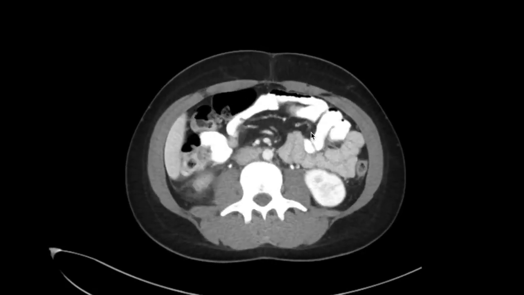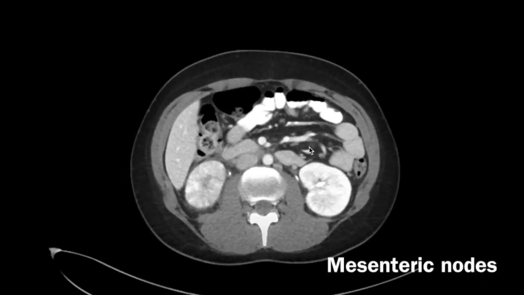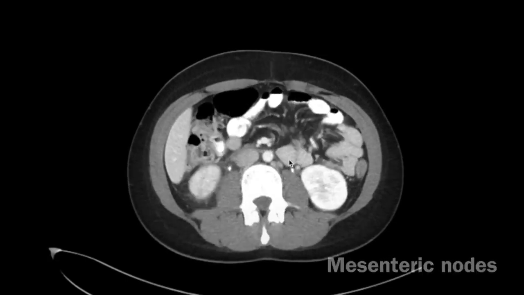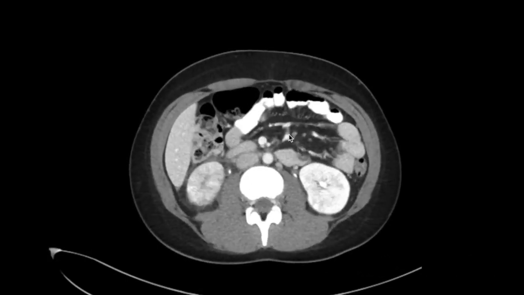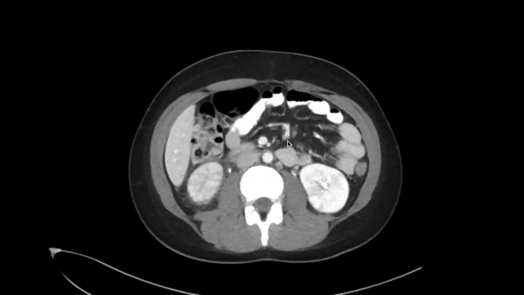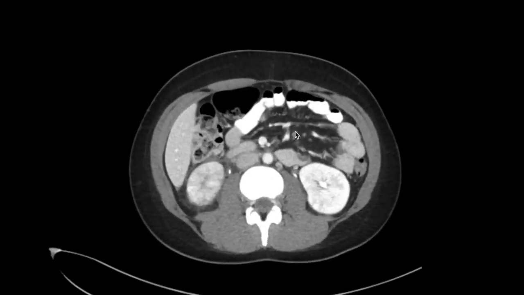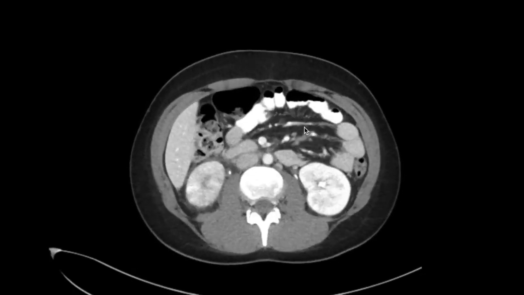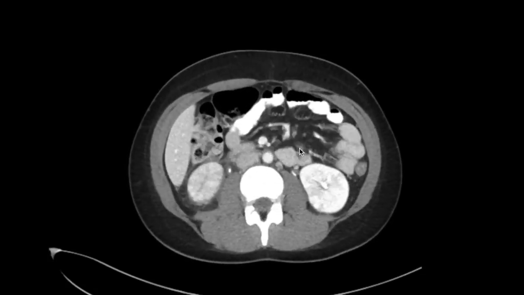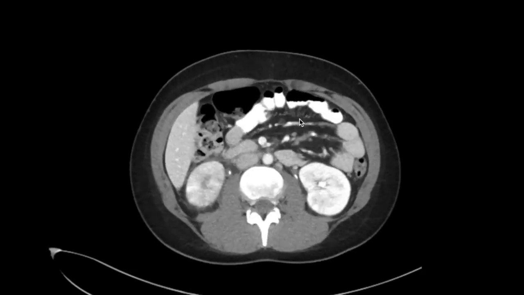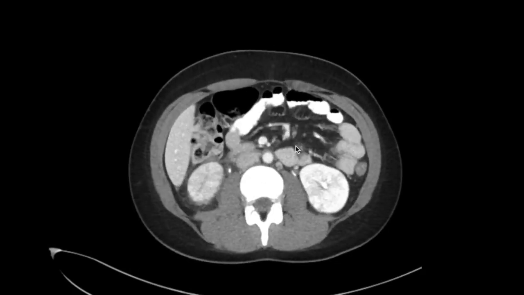Another nodal station is the mesenteric node, so you can see several normal mesenteric nodes here in the small bowel mesentery. Again, notice that the vessels are tubular and you can always connect them to something, whereas these small normal nodes pop in and out of sight when you're scrolling through them. If they were large or had an abnormal appearance, that would be abnormal, and we would draw attention to them. These are all normal lymph nodes.